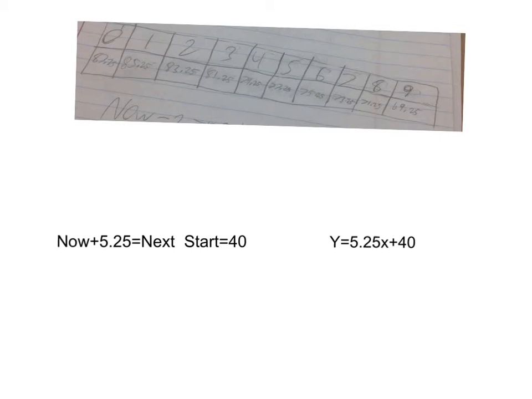This is linear growth, and the problem is Joey gets a weekly allowance of $5.25 for doing his chores. He already has $40 from his grandma on his birthday. He doesn't want to spend his money for a while. The recursive rule is now plus $5.25 equals next. The start amount is $40. For the explicit rule, y equals 5.25x plus 40.